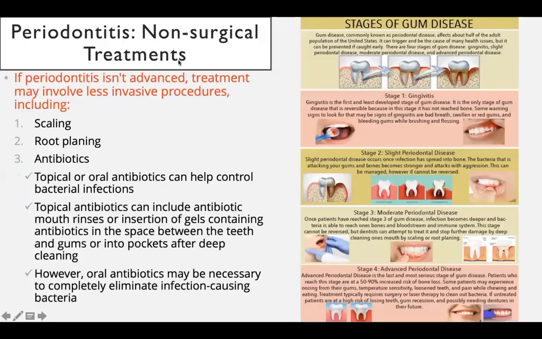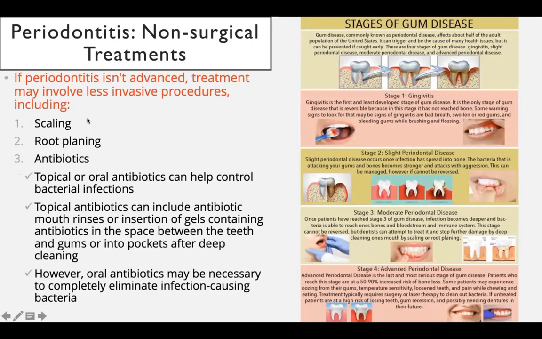Now we have non-surgical treatment and surgical treatment. For non-surgical treatment, if the periodontitis is not advanced, like chronic, not advanced, scaling can be done, root planing can be done, and antibiotics can be given. You know what scaling is from the previous slide.